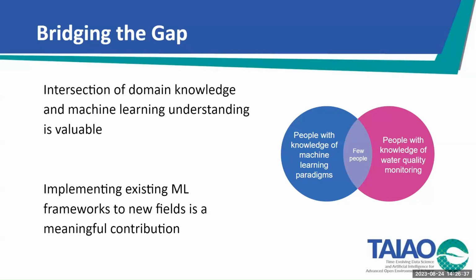which is that the intersection of domain knowledge and machine learning understanding is quite valuable. I've got two bubbles there in the Venn diagram. On the left, people with a knowledge of machine learning systems. On the right, people with knowledge of water quality monitoring. There's a lot of people in each bubble. There's few people in the middle.